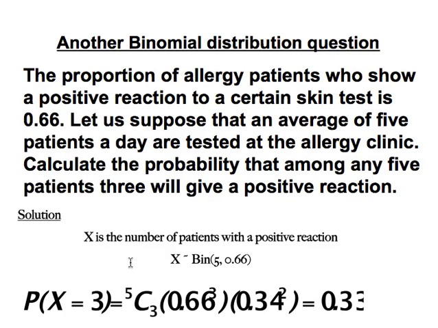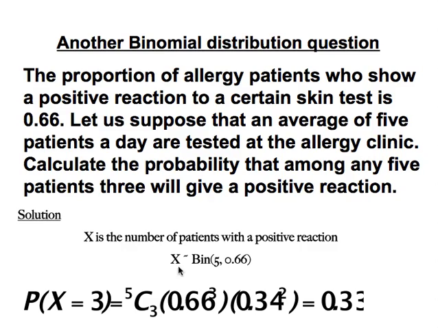All right, then we're going to look at another example. The proportion of allergy patients who show a positive reaction to a certain skin test is 0.66. Let us assume that an average of 5 patients a day are tested at the allergy clinic. Calculate the probability that among any 5 patients, 3 will give a positive reaction. So we are interested in the number of patients with a positive reaction to this test. So notice in the solutions, I've defined X as the number of patients with a positive reaction.